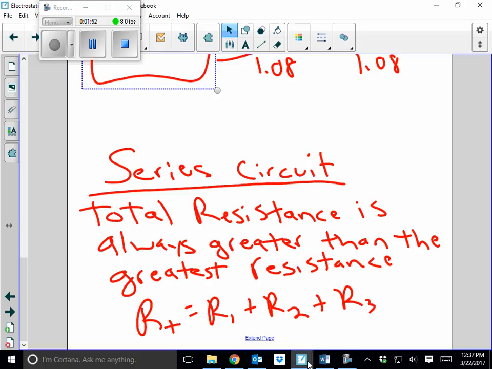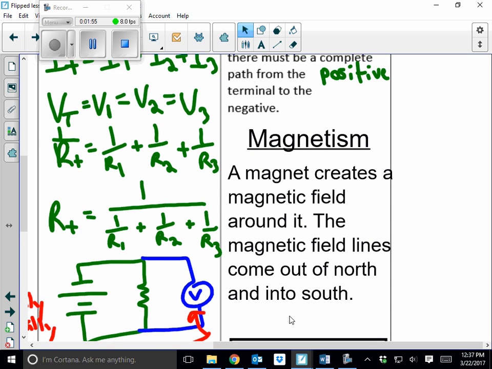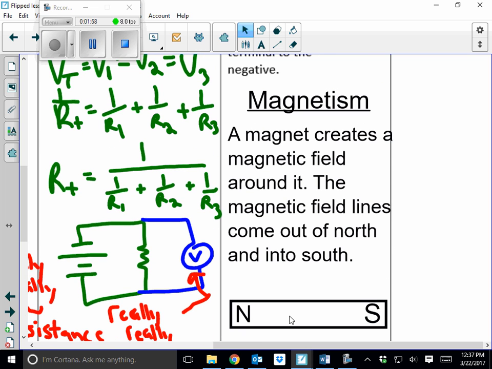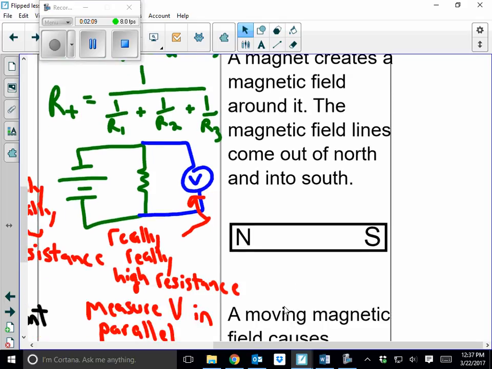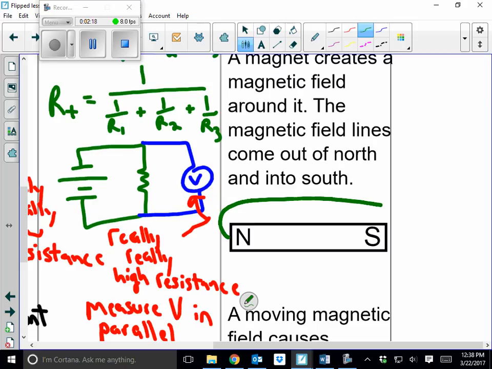The last part I need to show you is about magnetism, because technically this unit is electricity and magnetism, because they're related. First, a magnet creates a magnetic field around it, and the magnetic field lines come out of north and into south. You can almost equate it to positive and negatives. Magnetic field lines always go out of north and point towards south. So this would be like positive and negative, but it's magnetic, not electric.